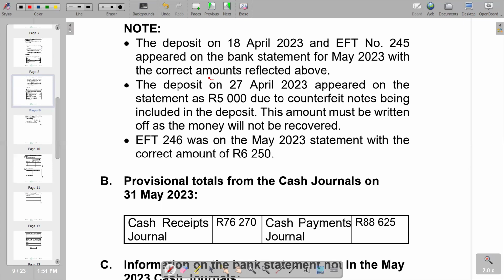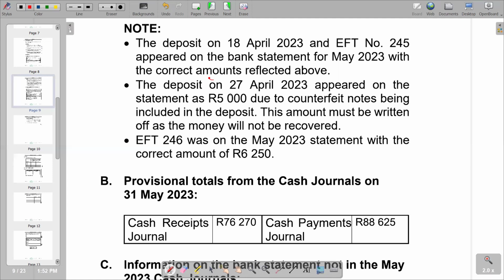Then we go to the second point. The deposit on 27 April 2023 appeared on the statement as 5,000 due to counterfeit notes being included in the deposit. Obviously, that's the reason why the whole amount was not taken into consideration. Only 5,000 was taken into consideration. So this amount must be written off as the money will not be recovered. So the difference should be written off.